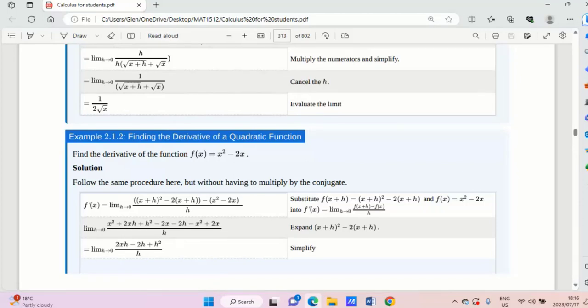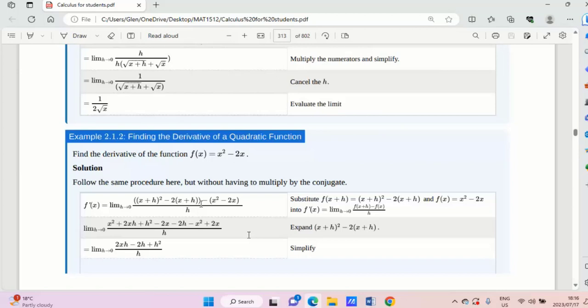It will have to be squared, minus 2 into x plus h, close bracket, open bracket, and then the last one is the f of x. F of x, in this case, which is x squared minus 2x, all over h. We just substitute and simplify.